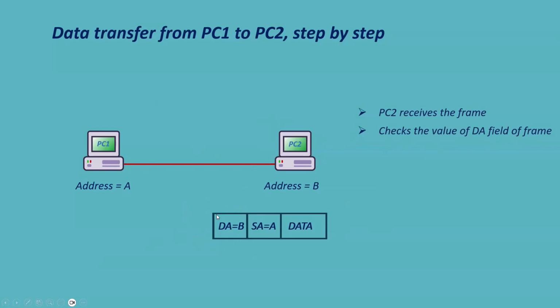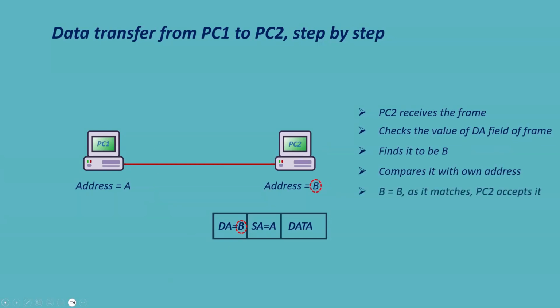What is the value in the destination address field? It says B. What does it signify? It says that this frame is for a computer whose MAC address is B. So when PC2 checks the destination address field of the frame, it finds it to be B. Next, it compares it with its own address. It checks what its own address is, and it finds it to be again B. So does it match? Yes, it did.